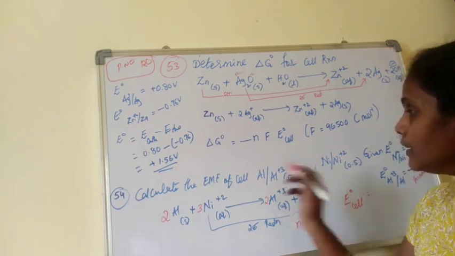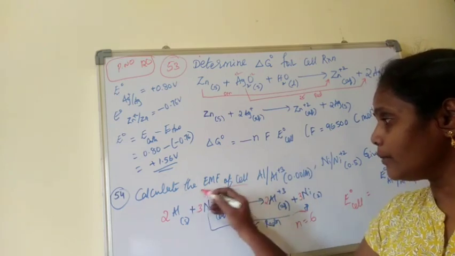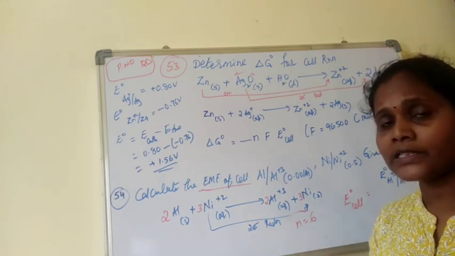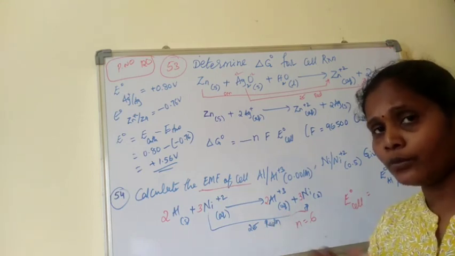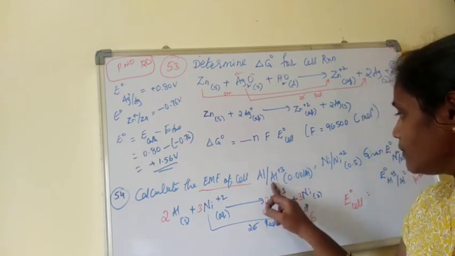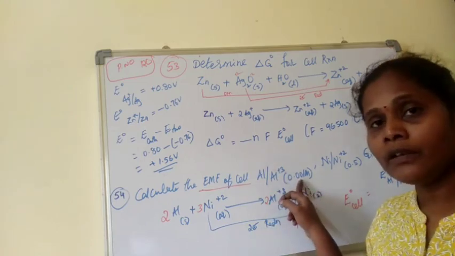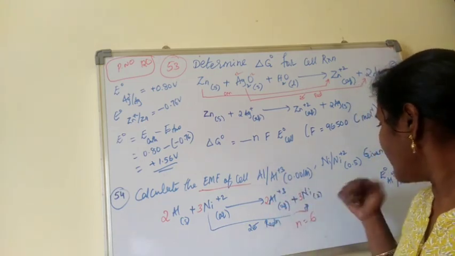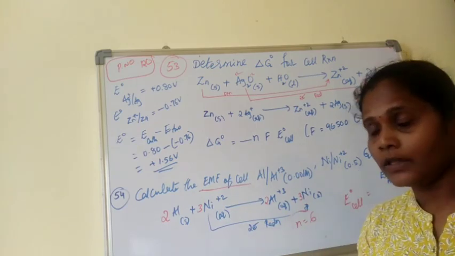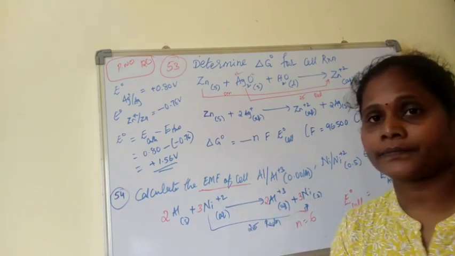Then substitute in your Nernst equation. Because he is asking us to calculate the EMF of the cell, E cell is equal to E naught cell minus 0.0592 by n, which is 6, log of product concentration. Who is the product? Aluminium plus 3, so aluminium 0.01 whole square by 0.5 whole cube. First write the Nernst equation for this, then substitute the values, and you will get the answer.